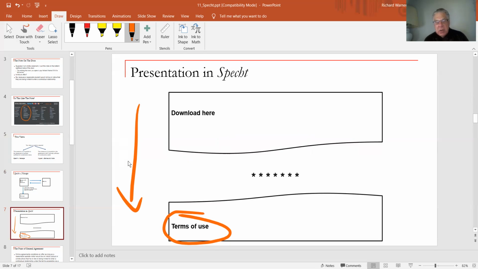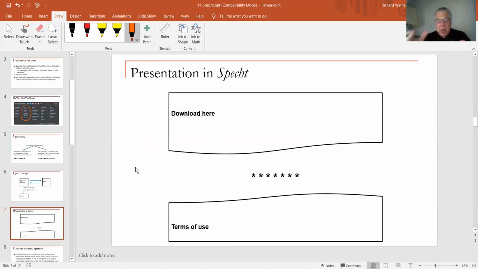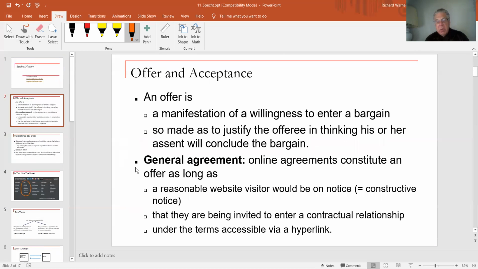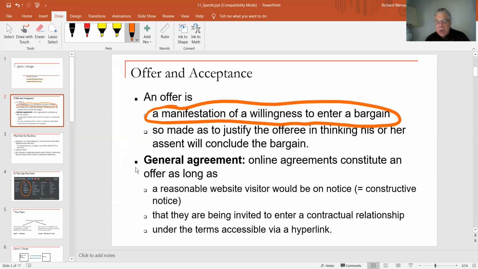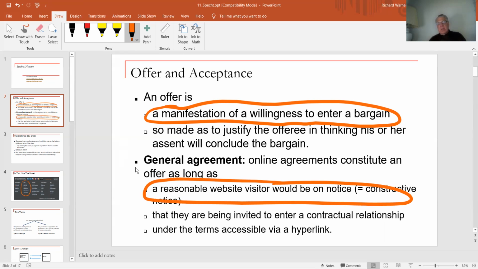So that's the presentation, and the question in Specht is: is this enough for an offer? It's just the question that worried us earlier when we were talking about Stephen, and I said it would come up again online, right? It's a question about this requirement of the definition of an offer, or if you translate it into our other terms, this question: is there a manifestation of a willingness to enter a bargain, right? Do you get enough of a presentation to put a reasonable web visitor on notice they're being asked to enter a contractual agreement? That's the question.